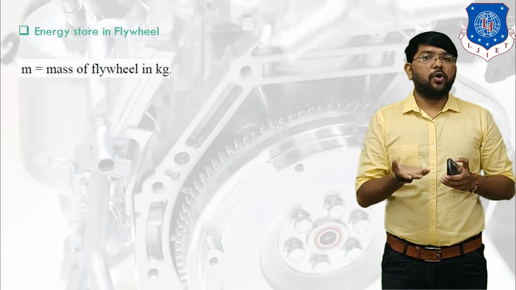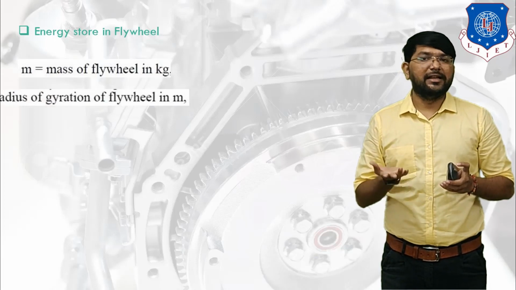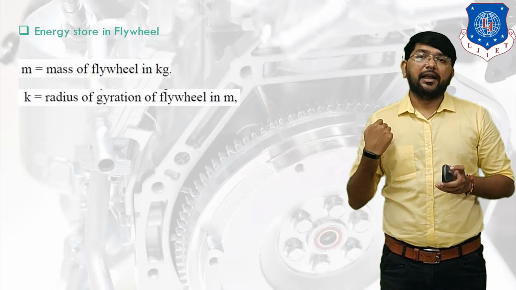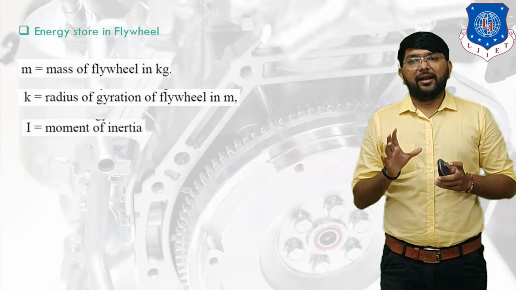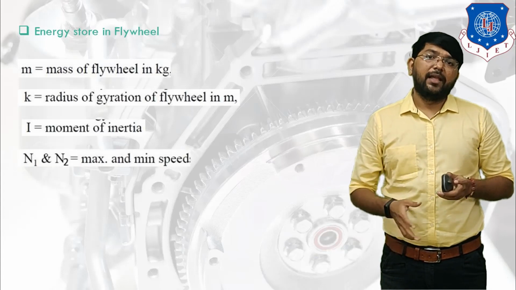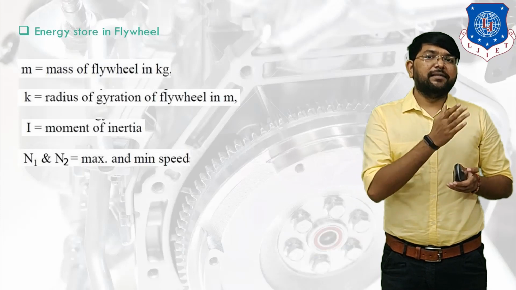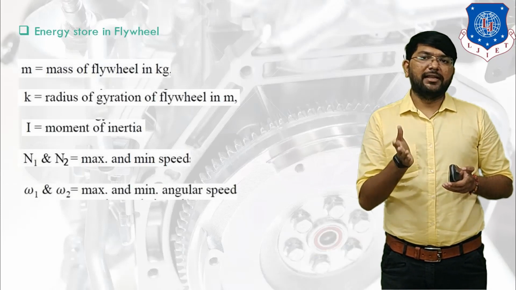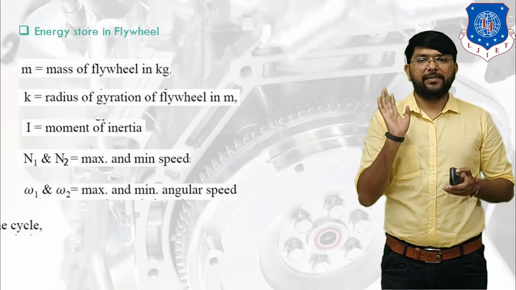So what is small m? That is the mass of the flywheel in kg. What is small k? That is the radius of gyration in meters. Clear? Capital I is the mass moment of inertia, and the equation of I is equal to mk². What are N1 and N2? That is the maximum and minimum speed. And what are ω1 and ω2? That is the maximum and minimum angular speed.